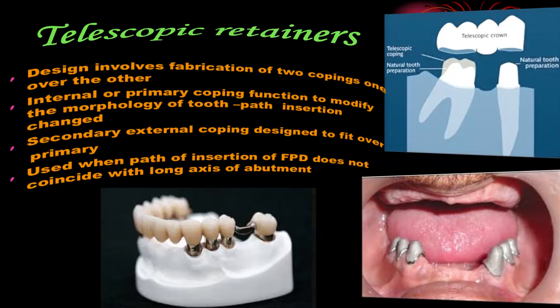This modifies the morphology of the tooth and the path of insertion. This primary coping is a crown preparation without anatomy, shaped parallel to the other prepared teeth, so we modify the contour and shape of the tilted tooth. Then we bring the retainer, which we call the secondary external coping, that is designed to fit over the primary. So we have primary and secondary. Okay.